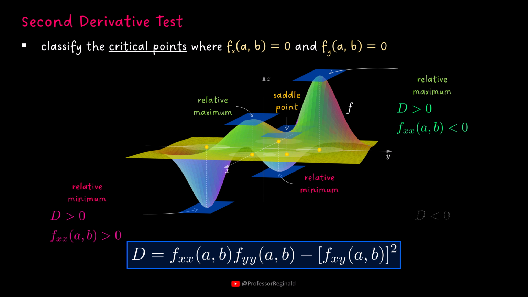However, if d is less than 0, then there is a saddle point at the critical point. If d is equal to 0, then the test is inconclusive. Remember that this test has a similarity to the concavity test we studied in Calculus 1.